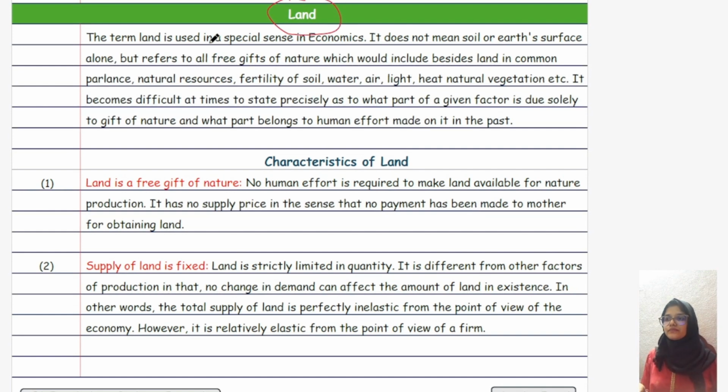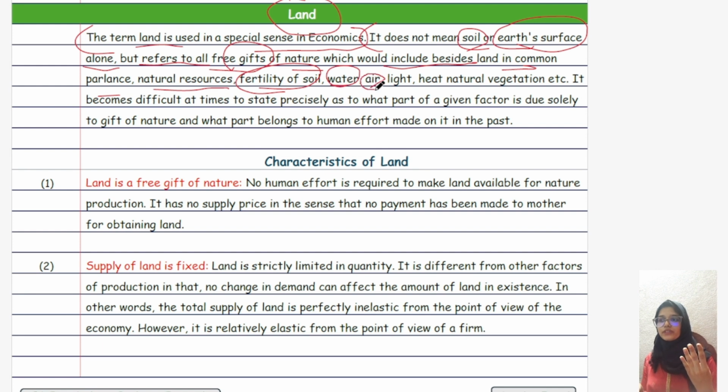What is land? See, in economics, the term land is used in a special sense. It does not mean soil or earth's surface alone, but refers to all gifts of nature, which would include, besides land in common parlance, natural resources, fertility of soil, water, air, light, heat, natural vegetation, etc. So they are saying that in economics, land does not only mean the earth's surface. All these various things are also considered under the definition of land.